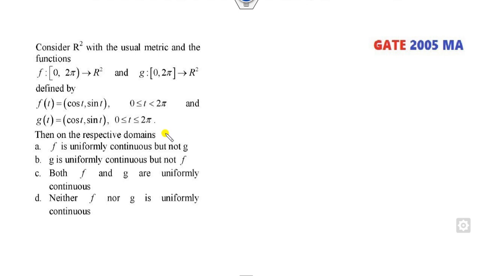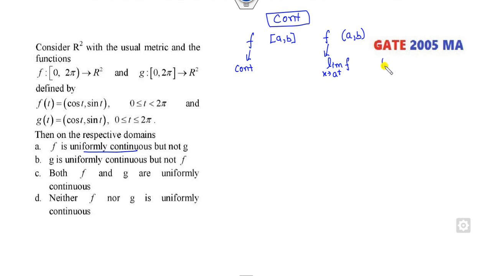Okay, look at this another one. Which of the following is uniformly continuous? Now they are talking about continuity. So what is that? If f is defined on a closed interval, you have to check only that it's continuous. If f is defined on an open interval, you have to check the limit of f at a positive and the limit of f at b negative, that both exist.